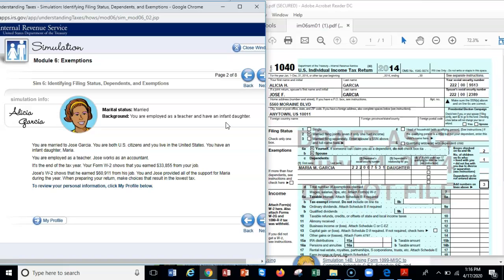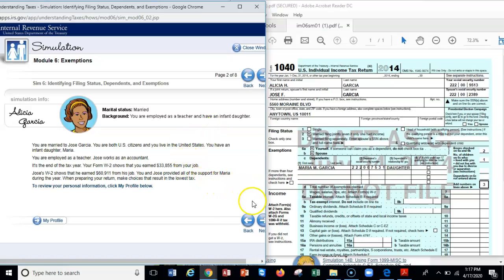It is the end of the year. Your W-2 form shows that you have earned $33,855 from your job. Jose's W-2 shows that he earned $60,911 from his job. You and Jose provided all of the support for Maria during the year. When preparing your return, make choices that result in the lowest tax.